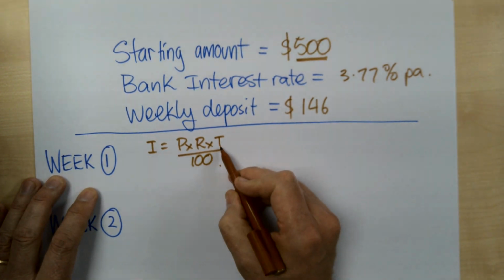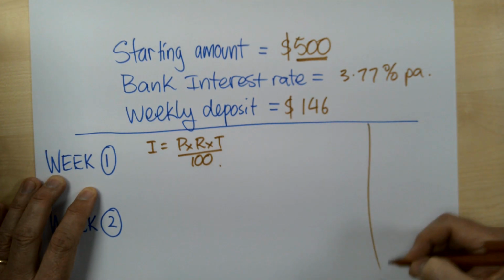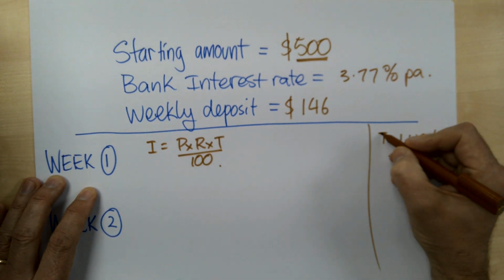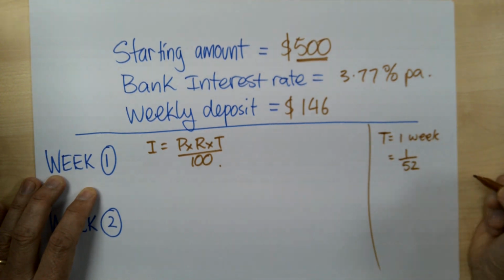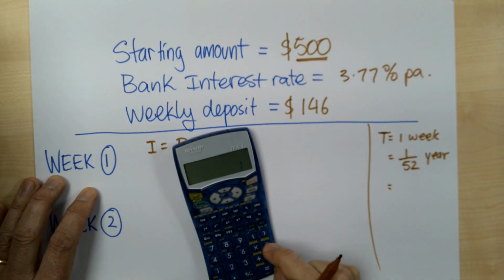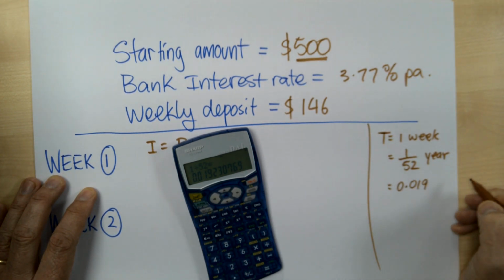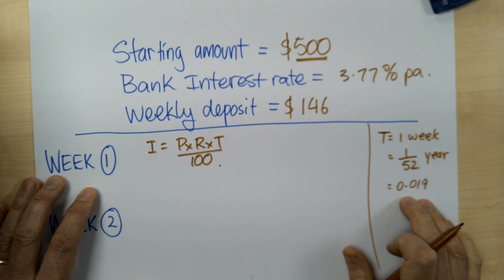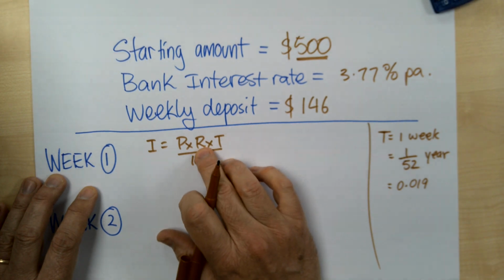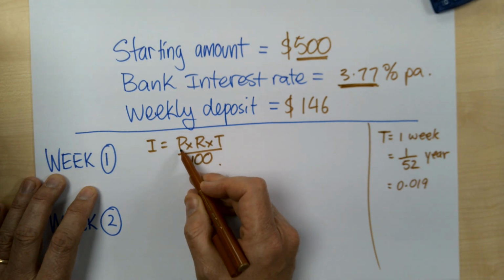Now, T is time, which is 1 week. Okay, so I'll just do it over here. T is 1 week, but it's in terms of years, so it's 1 over 52 of a year. Now, if you just grab your calculator, 1 divided by 52, I'm going to call that 0.019. Okay, that's the number we're going to use for T. That's the fraction of a year that is 1 week. Okay, so R, the rate, that's that one there. P is what's in the account at the start of the week.